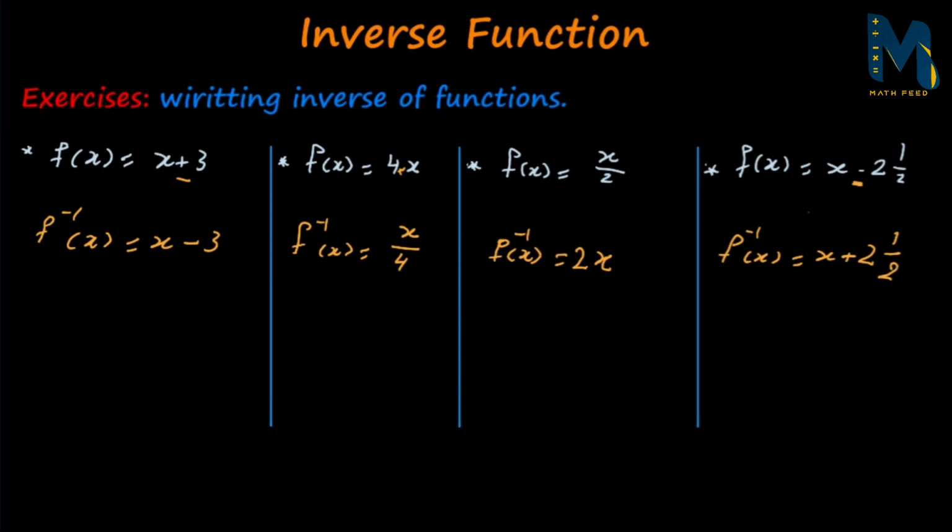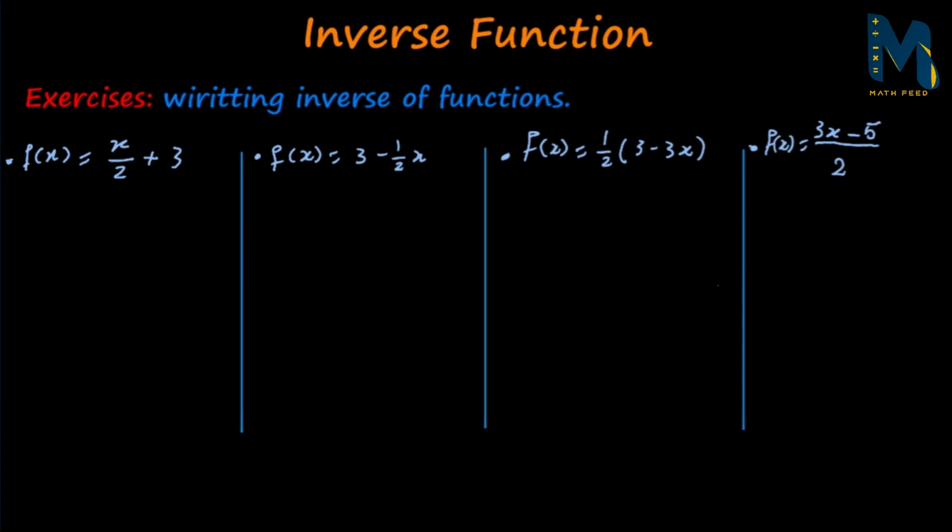These are examples of one operation. And then we have several examples for multi-step operations. Let's solve it. In these 4 examples, as you see, we have multi-step operations. So we are going to use the 5 steps way. So the first step, we change f(x) to y equals x over 2 plus 3.